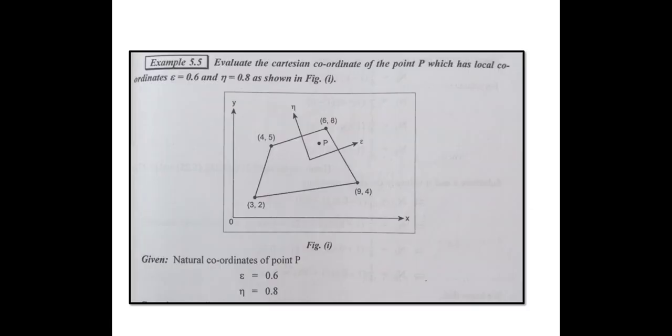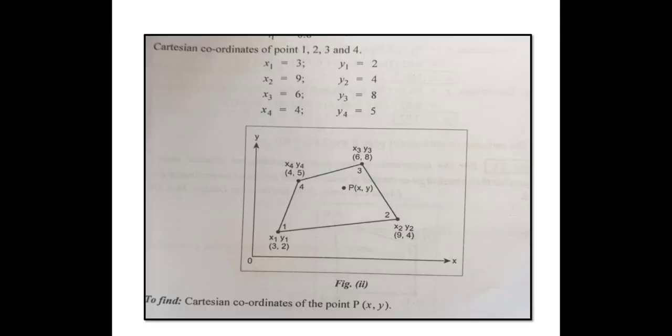We will discuss one problem. Look at the problem. Evaluate the Cartesian coordinate of the point P. We need to find the Cartesian coordinate. The problem itself gives the natural coordinate as well as the Cartesian coordinates of 4 points. It is the given problem. You can write what x1, x2, x3, x4 are, similarly y1, y2, y3, y4.